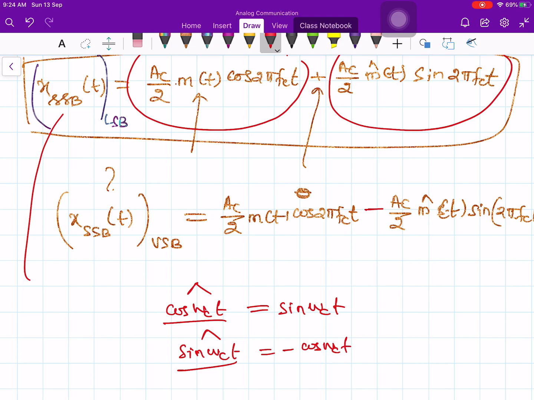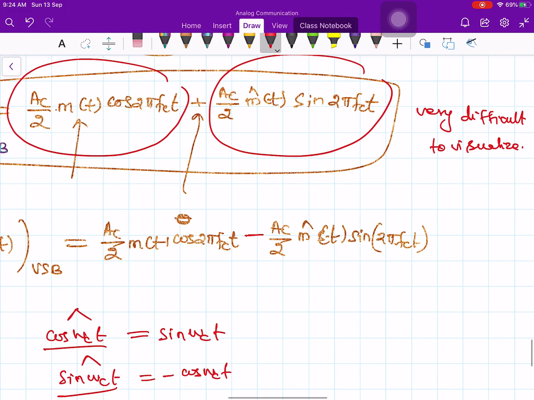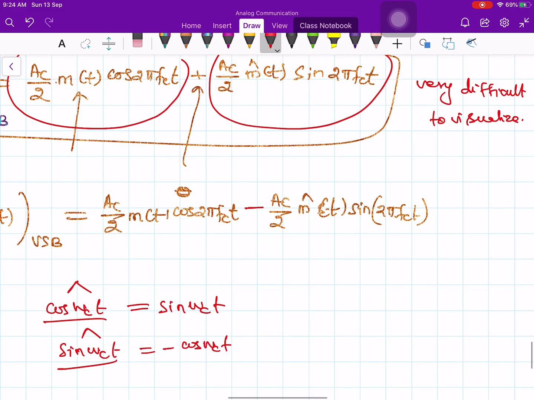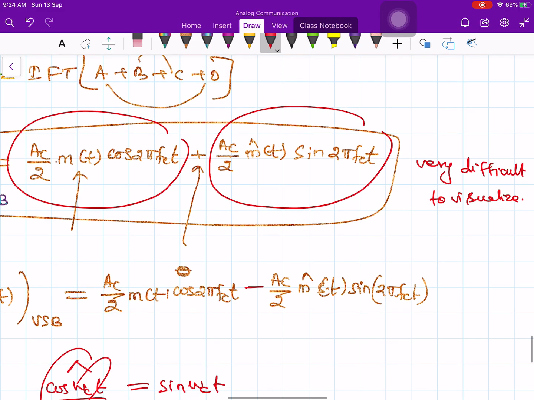So in general, it is very, very difficult to visualize. But for specific kinds of waveforms, it may be very easy to visualize, like sin omega ct or cos omega ct. So this is a mathematical representation of single sideband signals in the time domain.